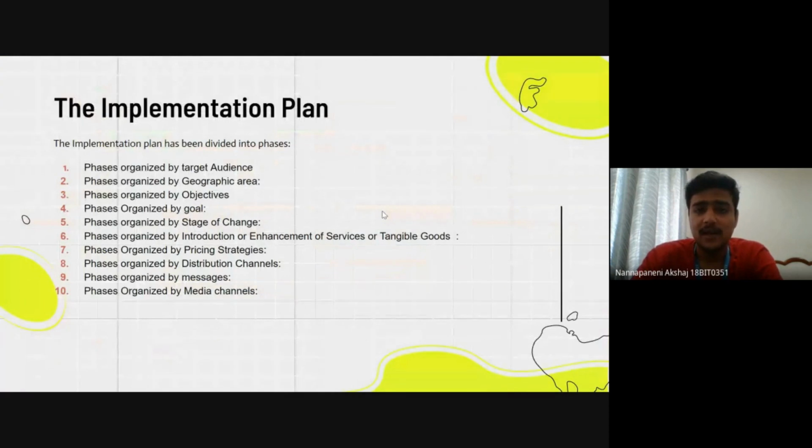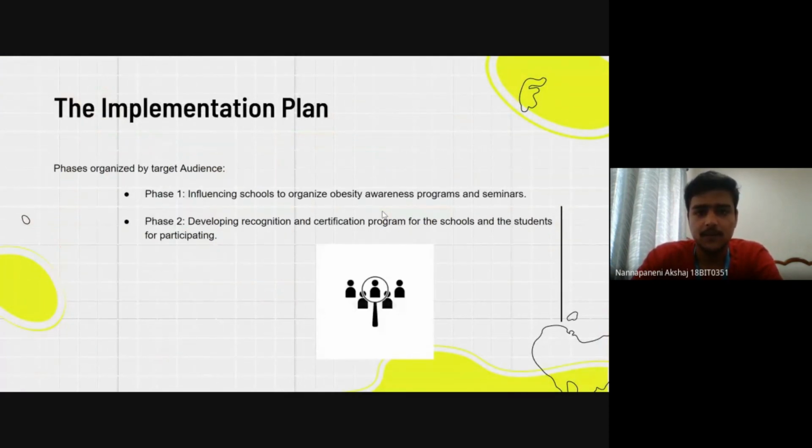We have an implementation plan divided into 10 phases. First, the phases organized by target audience. In phase 1, we would be trying to encourage schools to organize obesity awareness seminars or talks. In phase 2, we would be developing a recognition certification program for the students to get them attracted towards our campaign.